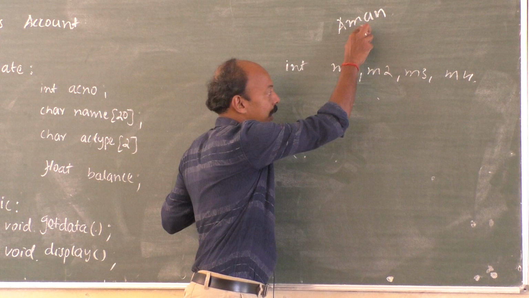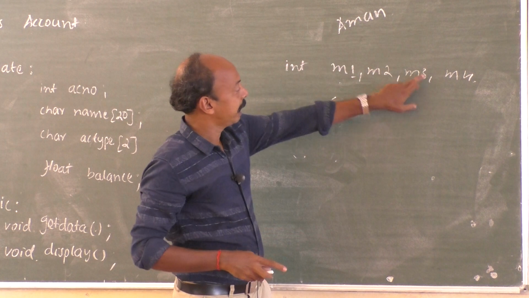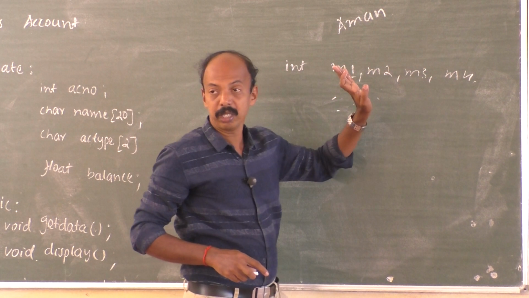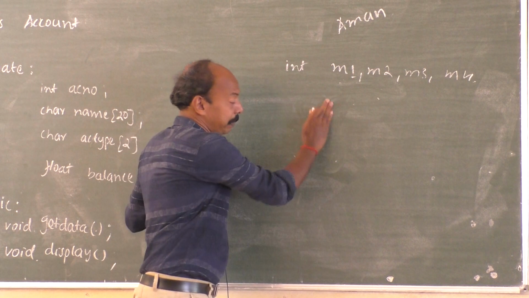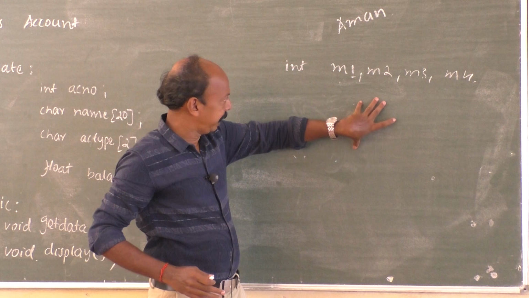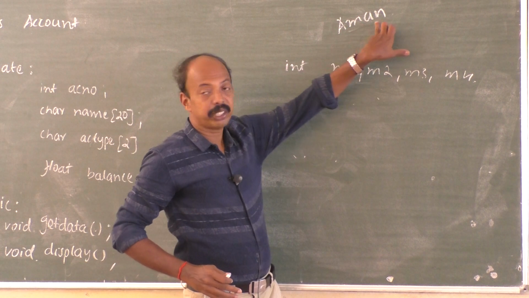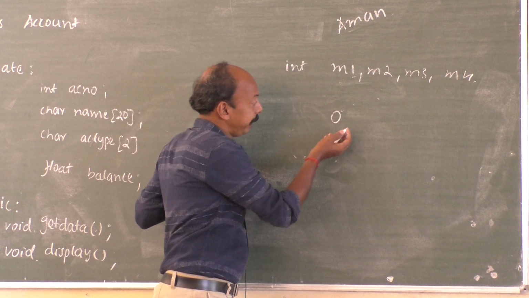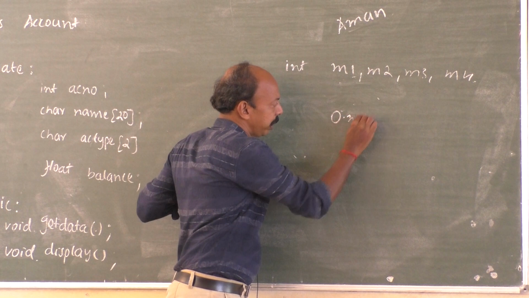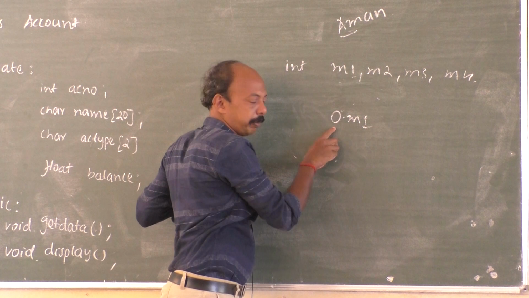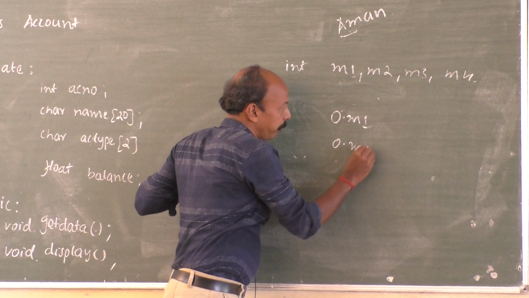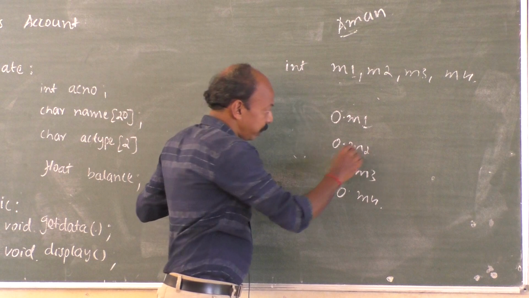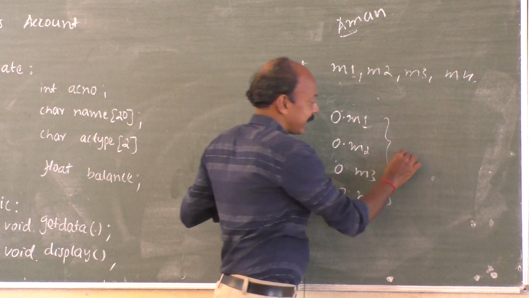M1 is the mark of the Aman. M2 is the mark of the Aman. M3 is also the mark of the Aman in one more subject. M4 is also the mark of the Aman in subject 4. But in the previous last year, whatever examples we have taken, in that we do not take this particular concept, that is the object. So here let it be O. So when we take the object, it will be O dot M1. In place of Aman, I have taken the object as O. Similarly, O dot M2, O dot M3, O dot M4. That's why we say that these are the characteristics.